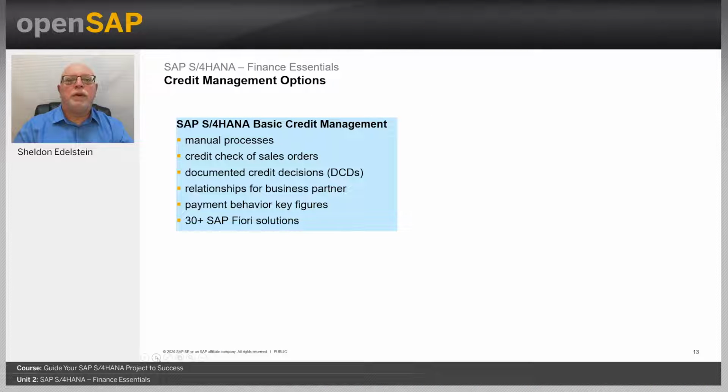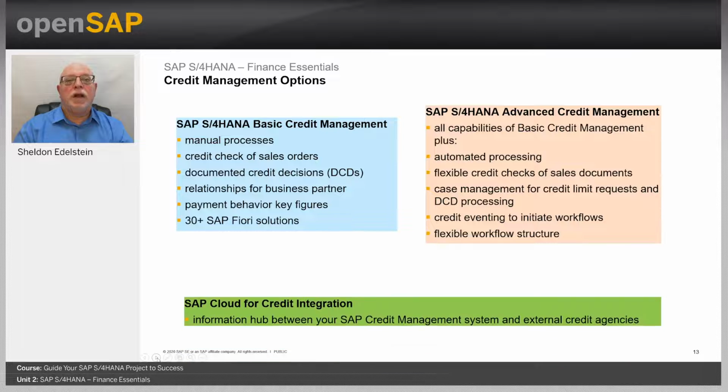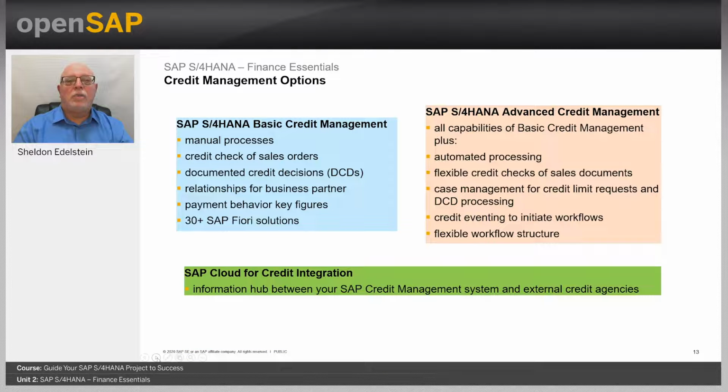Tell me about credit management options in SAP S4HANA. ERP credit management based upon FI-AR is obsolete and no longer supported in S4HANA. S4HANA has several options based upon FSCM credit management, including basic credit management, advanced credit management, and SAP Cloud for Credit Integration. SAP S4HANA provides basic credit management that is part of S4HANA core functionality.